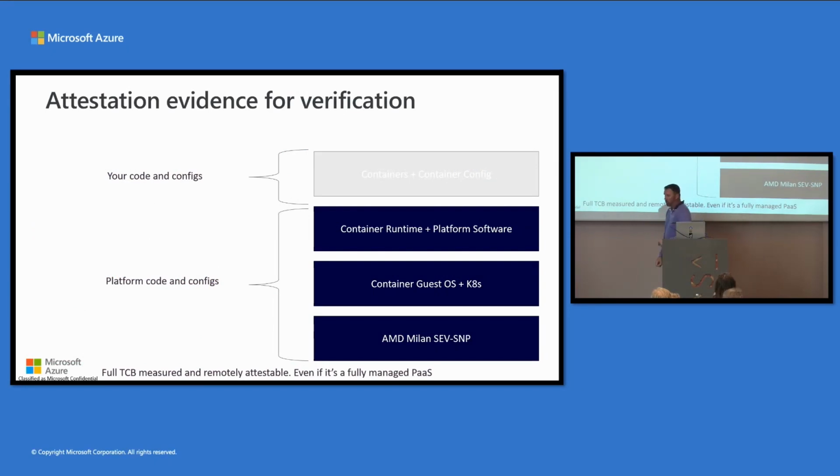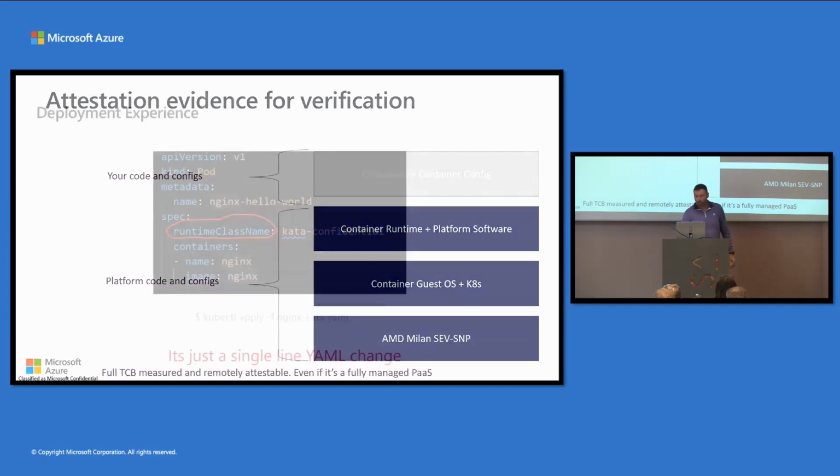And so now the key thing is you look at the attestation for verification. So now, as you can see, obviously with CVM, you get platform code and configs. So that's the key thing. And so I can see, hey, look, I've got my AMD Milan SEV-SNP, I've got my container guest OS, and the container runtime, all platform and configs are fully attested, right? And now, essentially your code and your config is brought within that trust boundary.